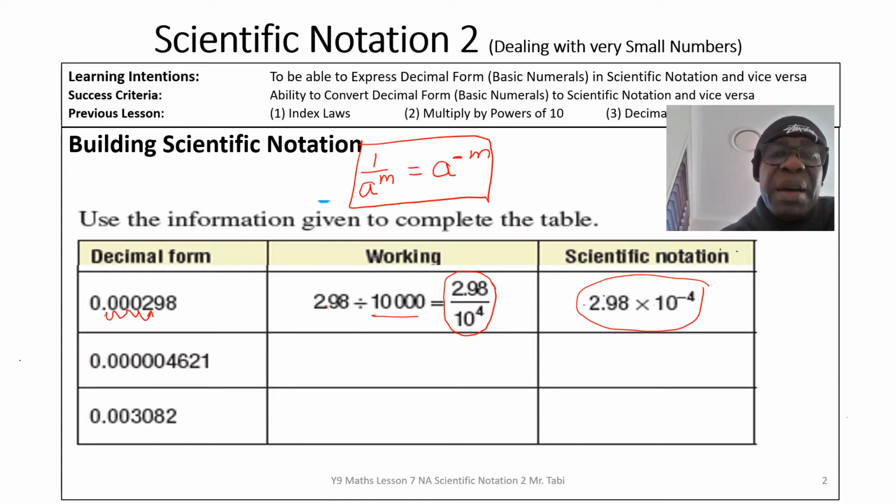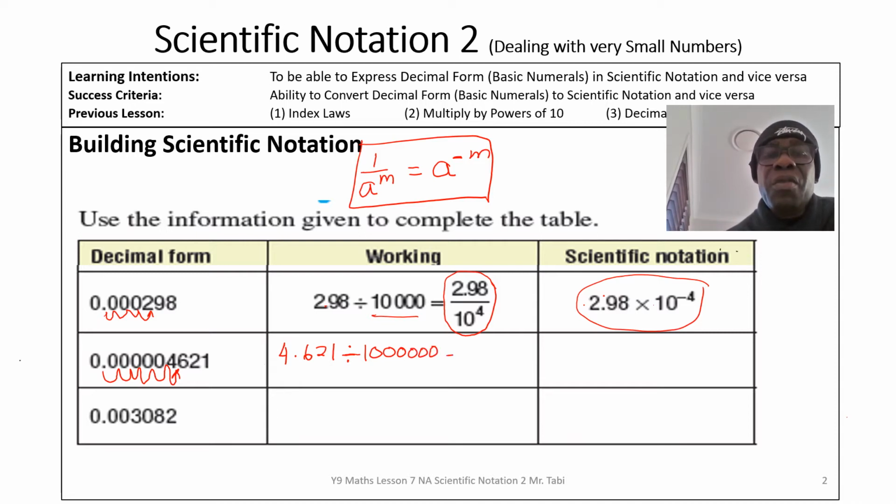To write this number in scientific notation, I have to attempt to move this decimal point 1, 2, 3, 4, 5, and 6. So I'll write this as 4.621 divided by 1 with 6 zeros, 1, 2, 3, 4, 5, 6.